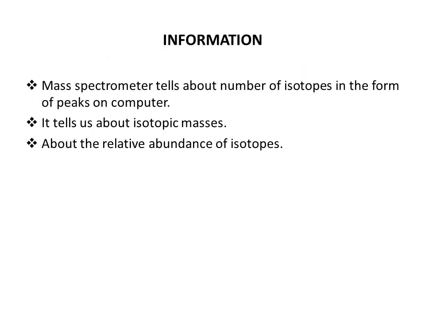What information is given to us by a mass spectrometer? A mass spectrometer tells us about the number of isotopes in the form of peaks on a computer or a recorder, by amplifying it. It also tells us about isotopic masses and in how much amount they are present, about their relative abundances.